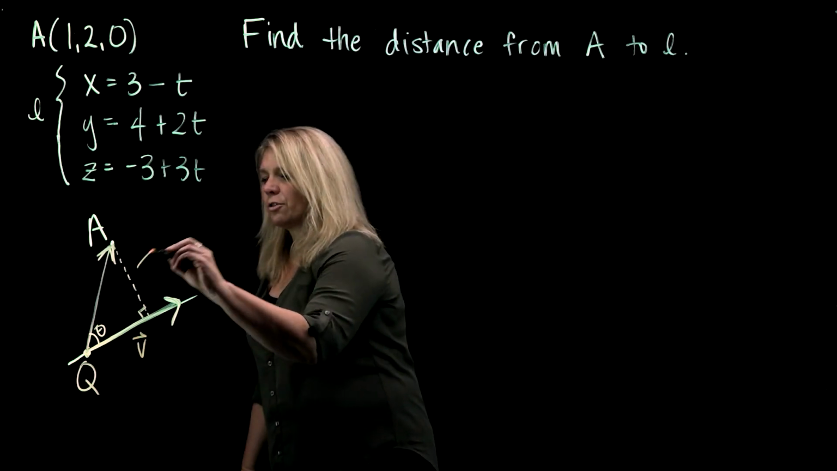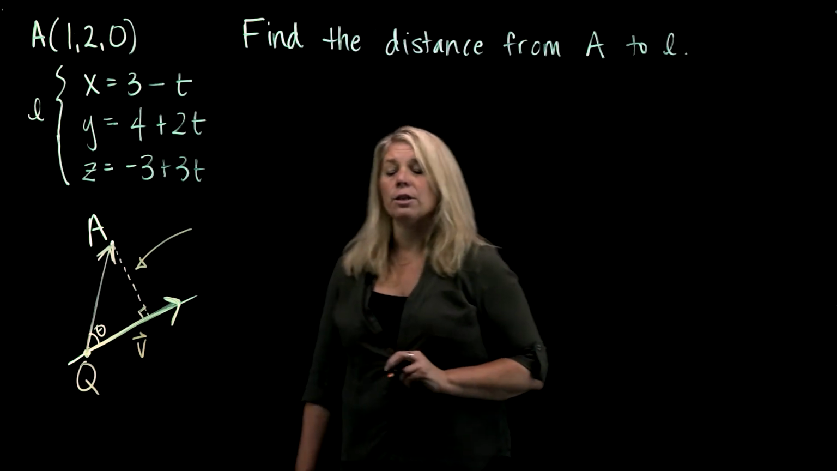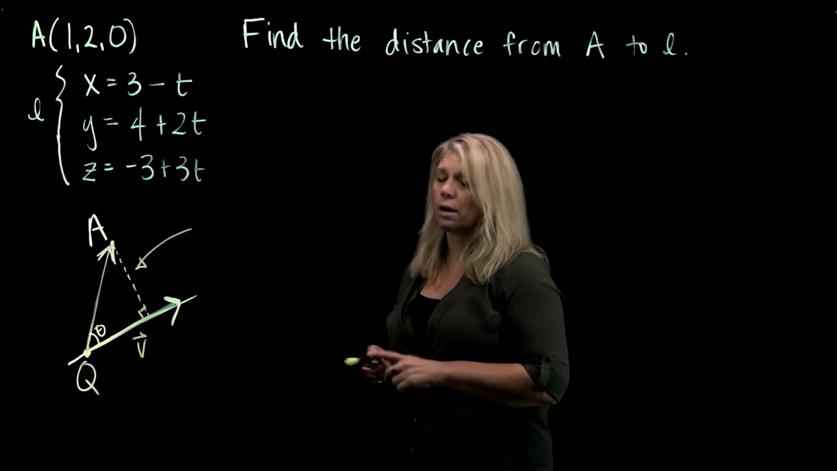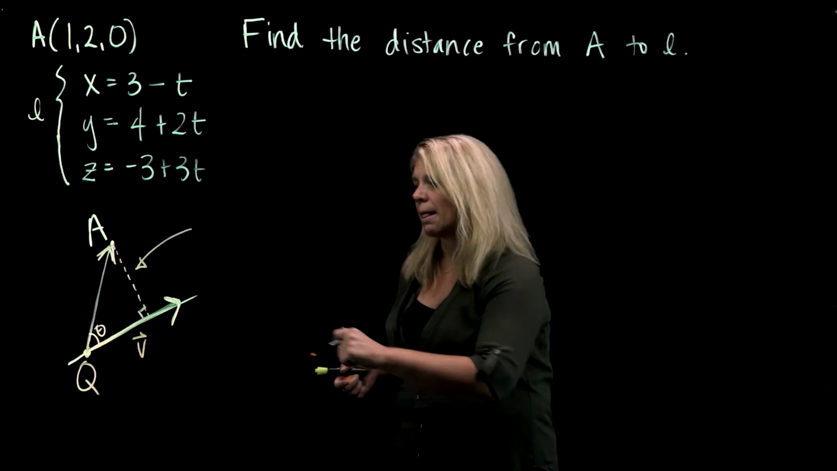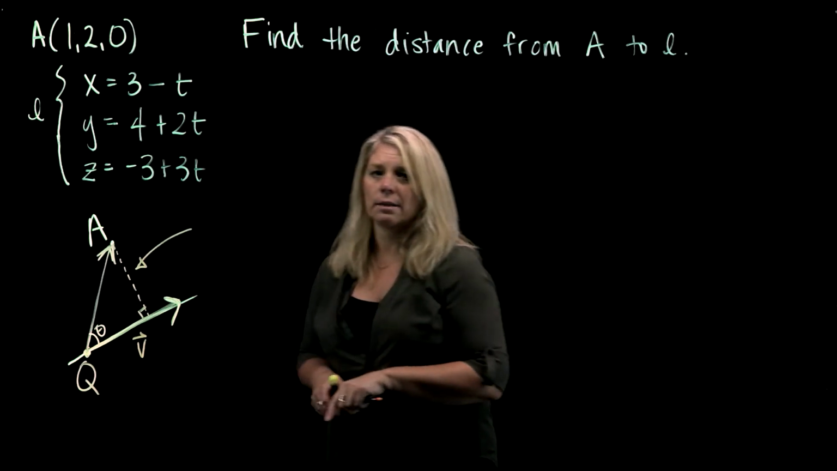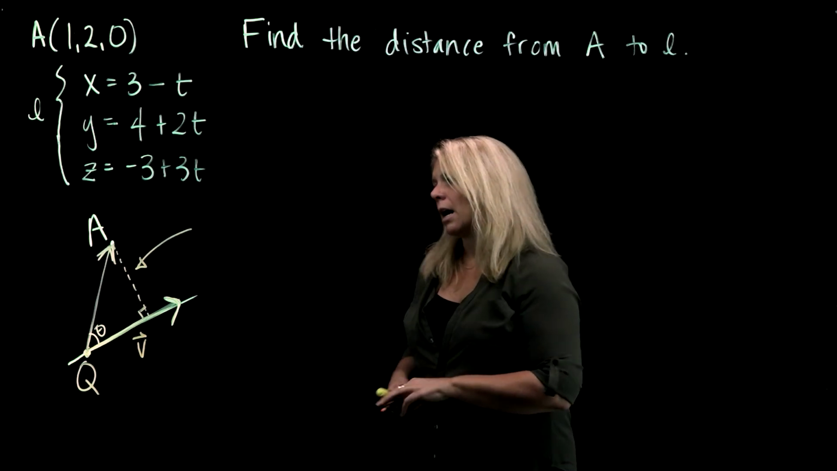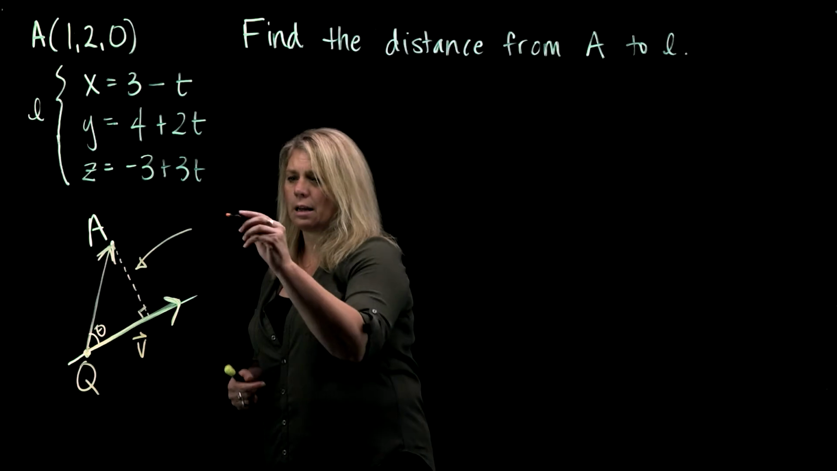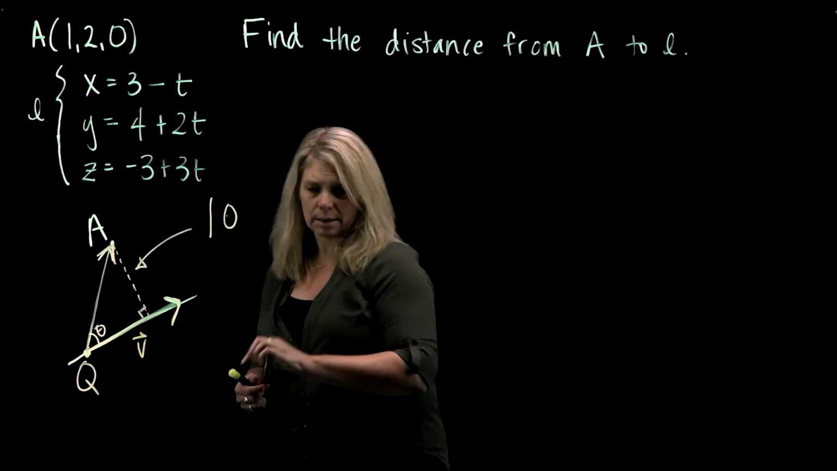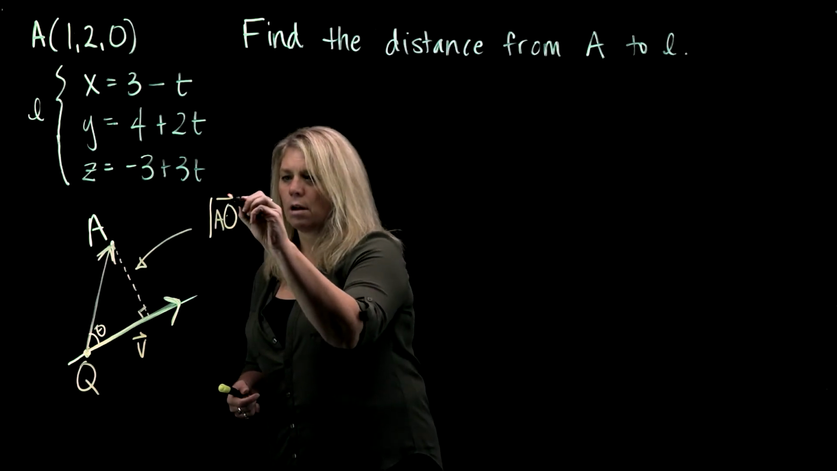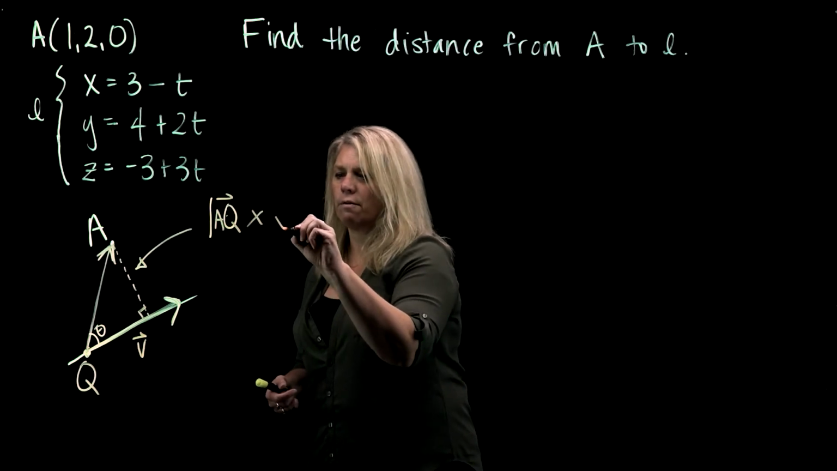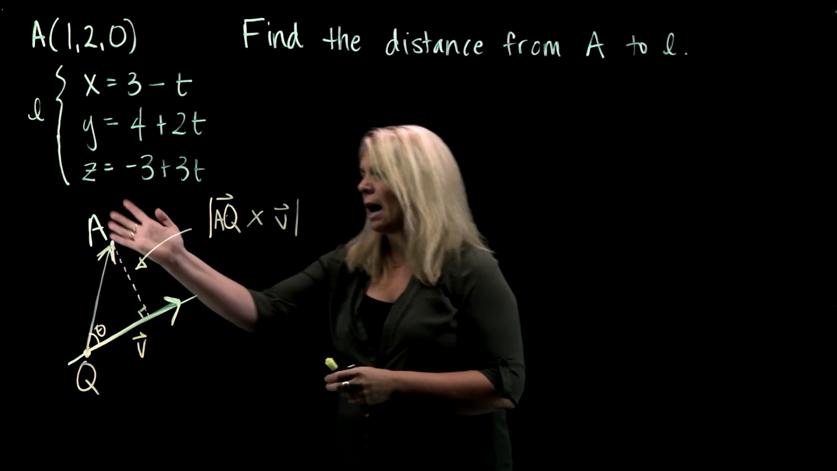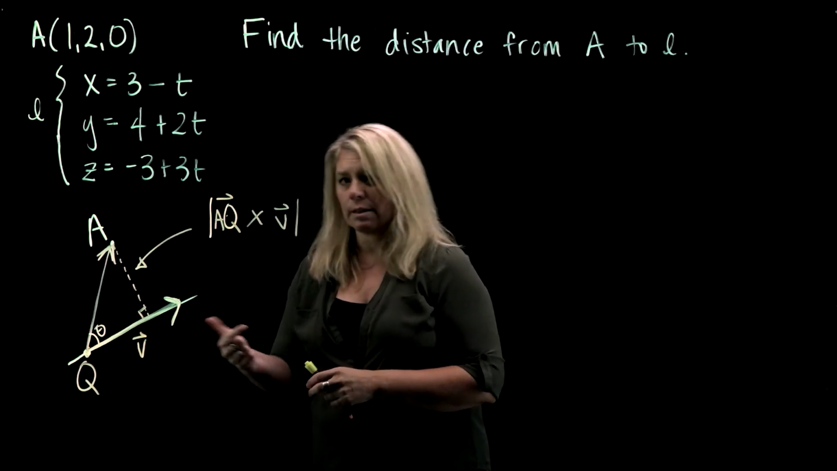All right, so if I draw this picture and just think about the geometry here, you should see how you can use dot products or cross products to find the distance you need. This is the opposite side, so this has to do with the cross product. So if I take the cross product AQ cross V, the magnitude of that cross product, AQ cross V, the magnitude of that cross product divided by the magnitude of the adjacent side here.